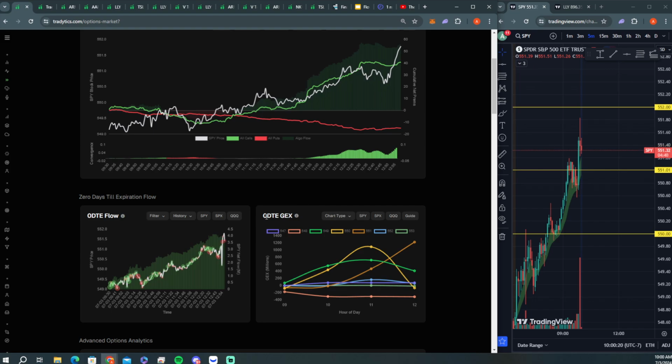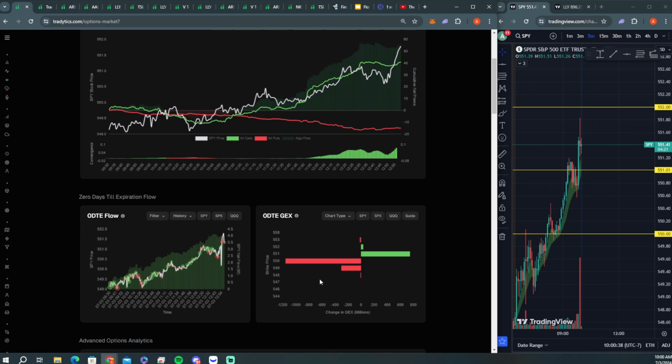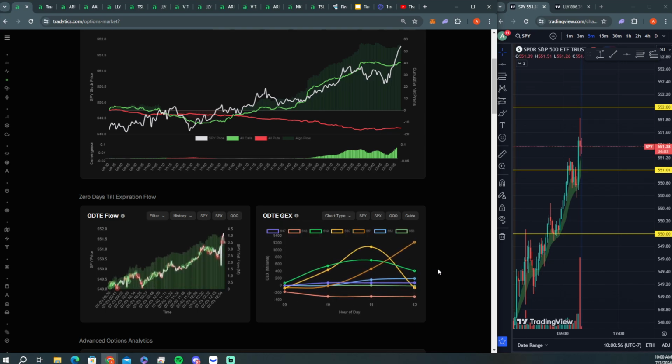This is zero DT data, so this moves a lot. But if it's 100 or more, and these are in the millions, if it's above 100 million or more, I start to pay attention to it, especially if it's moving. What's great about this chart is I can see what's moving currently. So that 550 level went super negative there, at 1.1 billion basically, GEX to the downside, negative. So that's super strong right there.